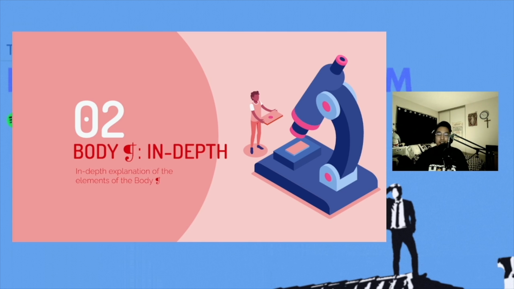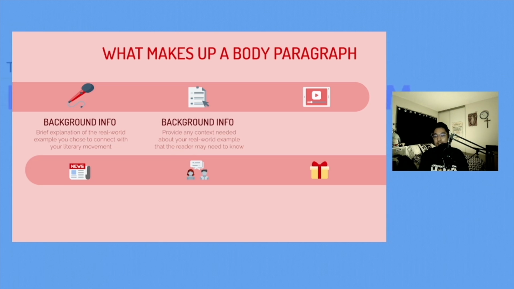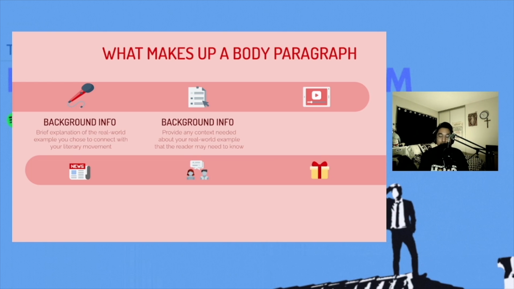So now let's take an in-depth look at what goes in this body paragraph. So just like the introduction, you want to have enough background information to inform your reader of what the real-world example is. If you use a song, give a brief summary of who the artist is, maybe what the song means, when did it come out, what album is it from, and why did you choose to analyze it. Provide any context needed about your real-world example that the reader may need to know.